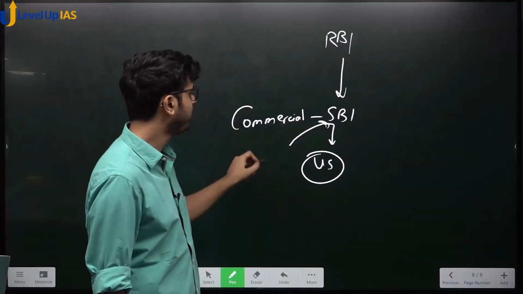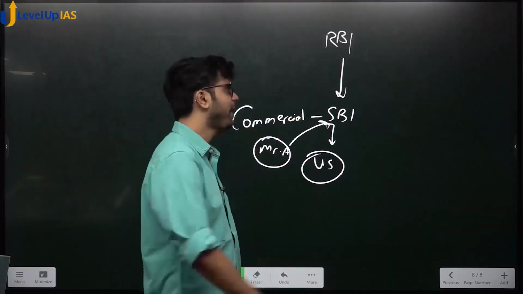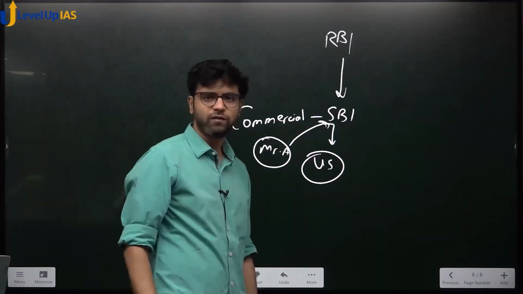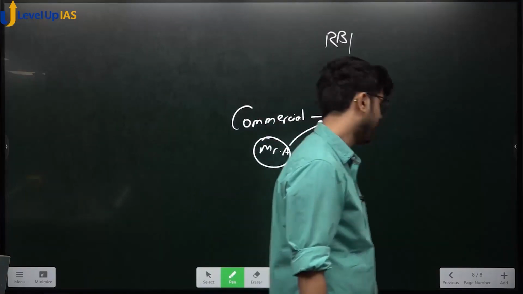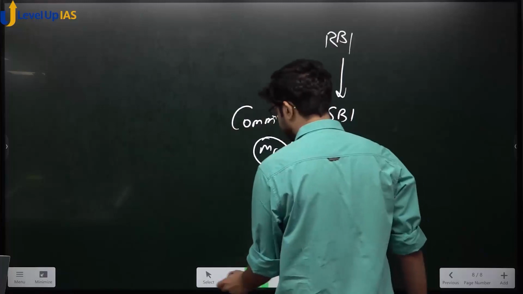SBI also takes money from Mr. A and gives it to us as loan. Okay, this also happens. And SBI also takes help from RBI. Okay, always remember this. SBI also takes help from RBI. This is simple. This is very straightforward. There is no problem in this.